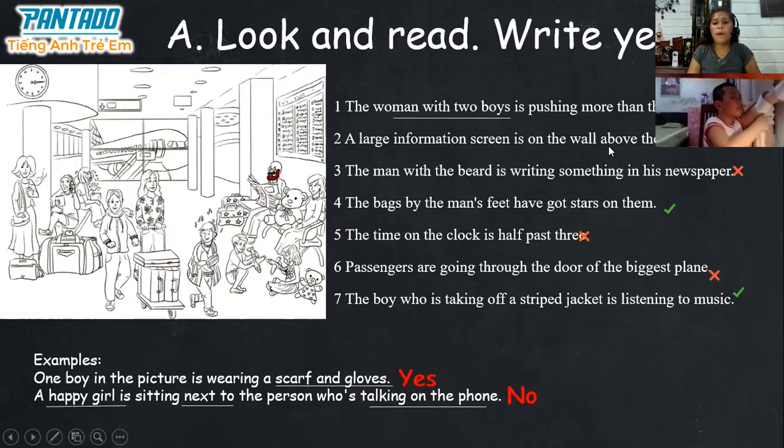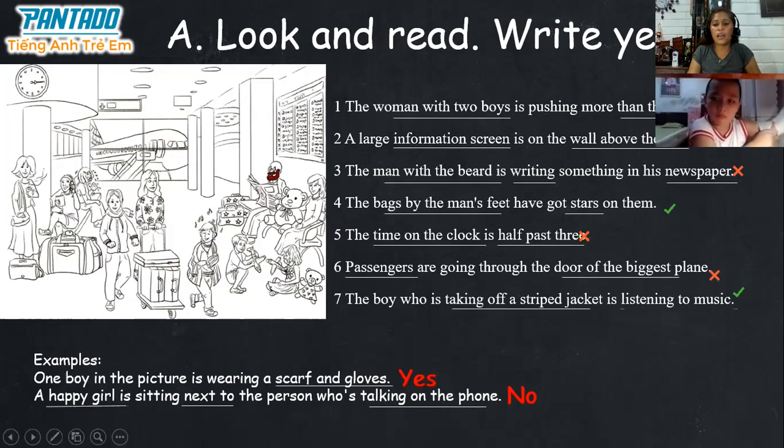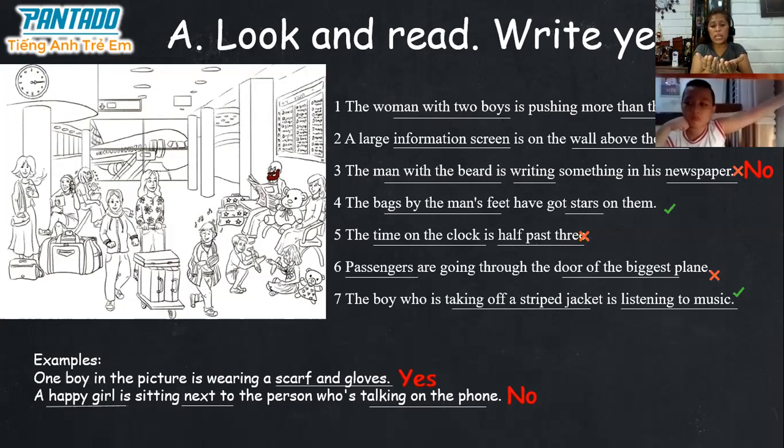Number one, woman with two boys, more than three suitcases. Okay, look here. First, the woman with two boys pushing more than three suitcases. No, very good. The number is only three. It's not more than three, only three. A large information screen is on the wall above the toy bears. Yes, this one, Keo. This is the information screen. Number three. The man with the beard is writing something in his newspaper. Yeah, very good. He is not writing, he is reading.